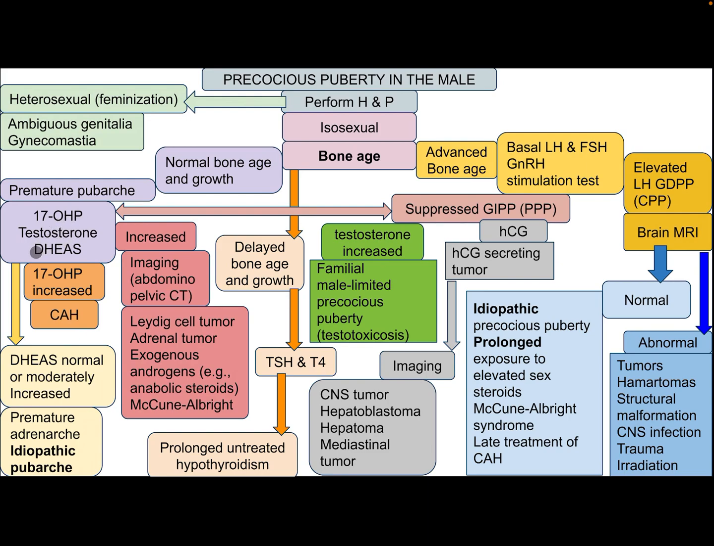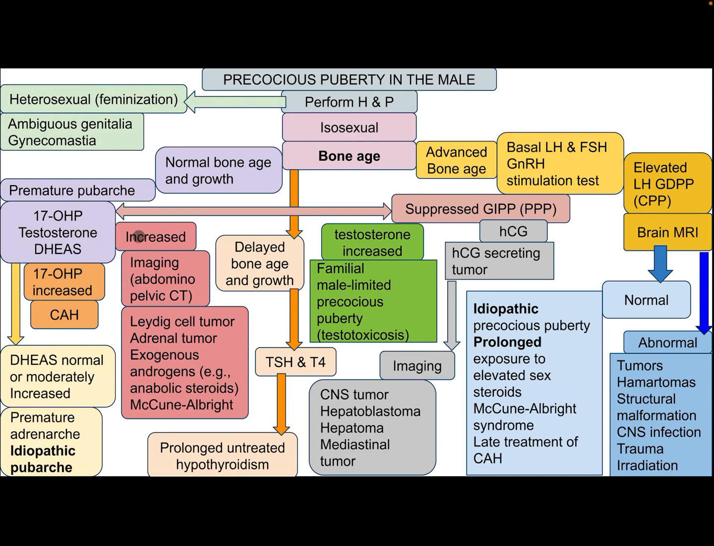17-hydroxyprogesterone, testosterone, dihydroepiandrosterone, and suppressed gonadotropin, independent precocious puberty, peripheral precocious puberty, HCG, and testosterone. As we mentioned, if it is increased 17-hydroxyprogesterone, this could be congenital adrenal hyperplasia. If dihydroepiandrosterone is elevated, normal or moderately increased, this is premature adrenarche or idiopathic puberty.